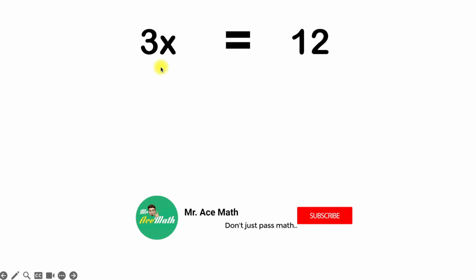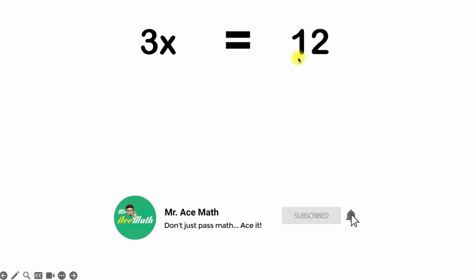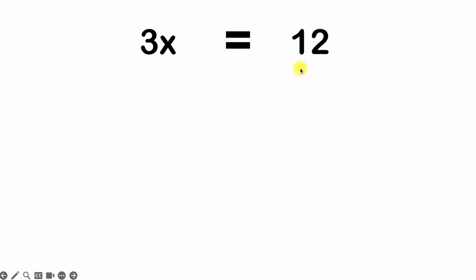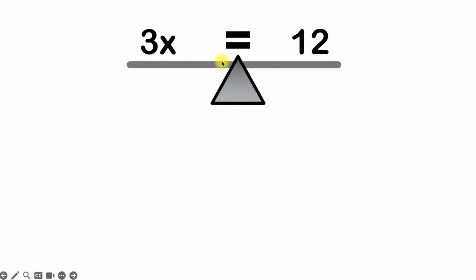So here we have the equation 3x equals 12. The most important thing to understand with equations is that it's like a scale, where you have two sides of the scale, the left side and the right side. In order for this scale to be balanced, you need to have the same exact amount on the left and the same exact amount on the right.